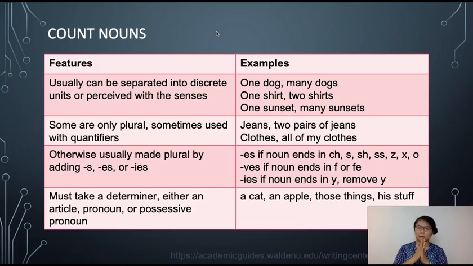Some nouns are only really plural. You don't have one jean, you have a pair of jeans, my pair of jeans. So they have a collective quantifier in front of them. That's what the word pair is. So one pair, many pairs.